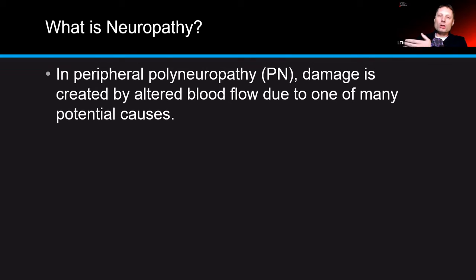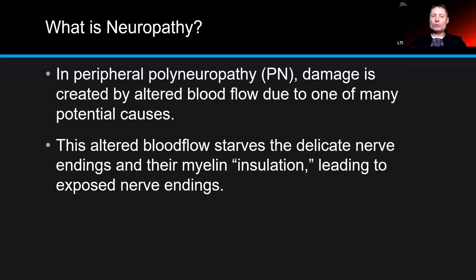When we're talking about polyneuropathy, that's when we're talking about damage to many nerves. So poly, many nerves, right? So we're looking at typically altered blood flow due to one of many, many different potential causes, which we'll get into here soon. But that altered blood flow ends up starving those very delicate nerve endings and that myelin sheath insulation, which can lead to exposed nerve endings or exposed nerve axons.